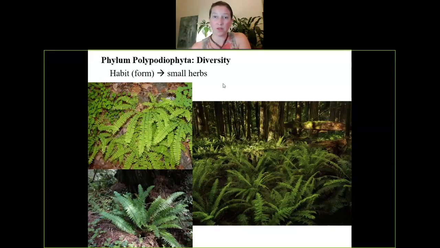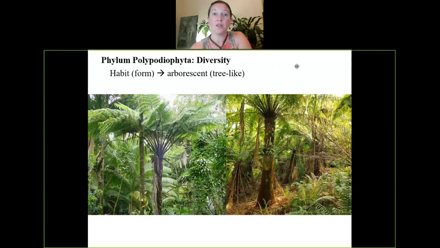I think most of us are probably familiar with this type of habit, right? Small herbs. So if you're walking around in the forest or even in your neighborhood, maybe in your backyard, if you have one. I have a small backyard here in Brooklyn, and I have a few ferns back there. So this maybe even as a house plant. Ferns are sold as house plants. So this is probably the form most people are familiar with, is this kind of small herb habit. And as I mentioned, you can have tree-like. Arborescent just means tree-like. And so some ferns can be like a tree.